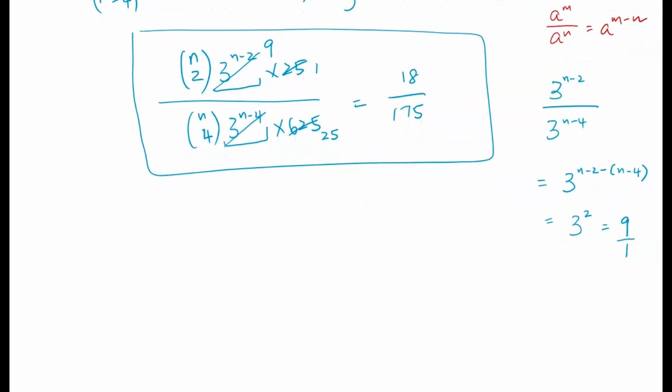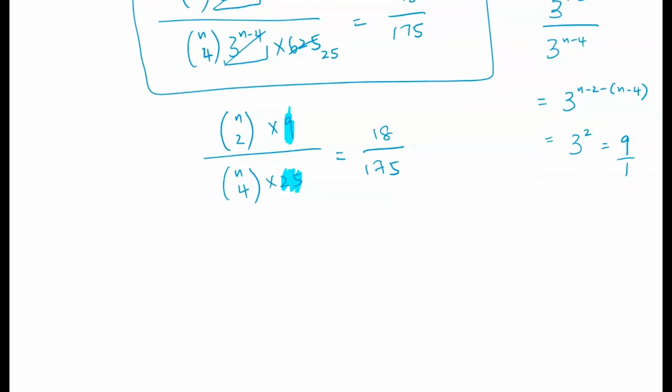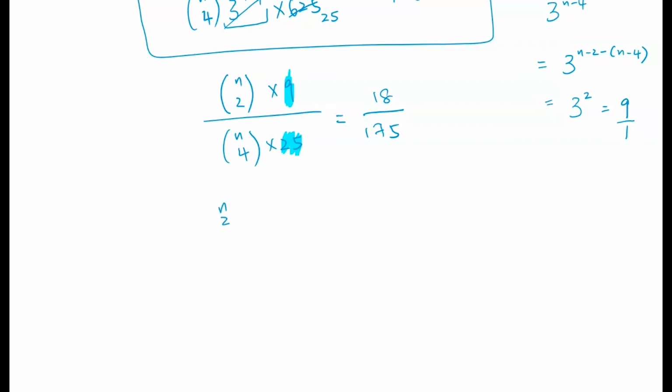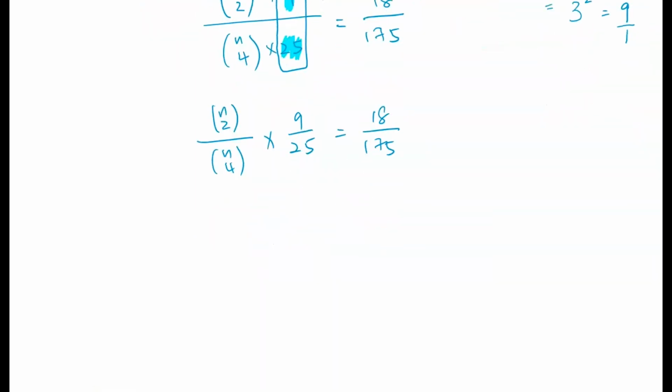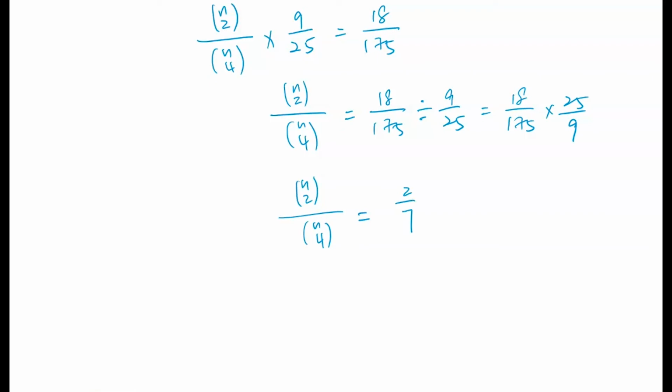Now we can rewrite this whole thing. I have n choose 2 times 9 over n choose 4 times 25, equals 18/175. Let me bring this number and this number over. We can rewrite the left hand side as n choose 2 over n choose 4 times 9 over 25. Then I can divide it, which is the same as 18/175 times 25 over 9. That simplifies to 2 over 7.